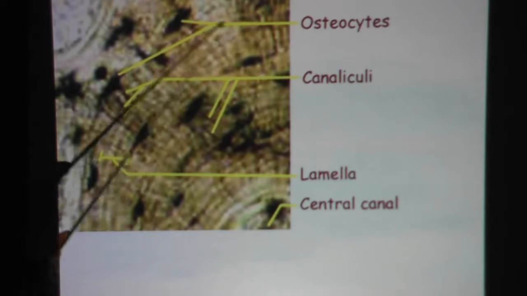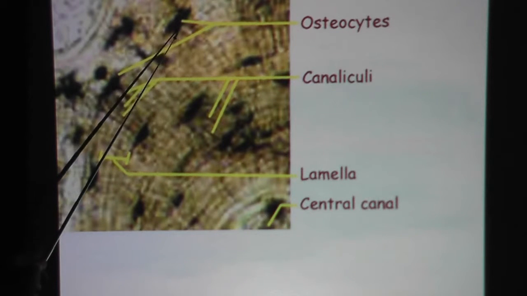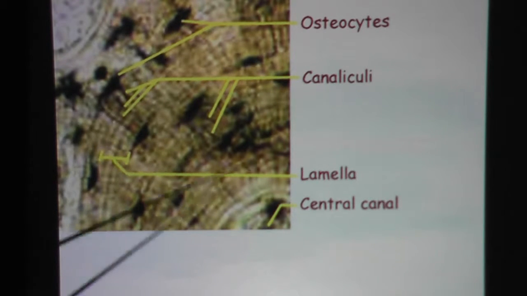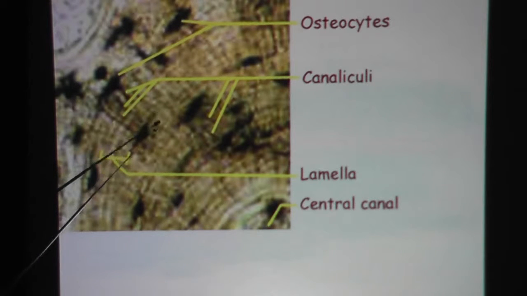In this case, they just go ahead and name it osteocytes because really you can't tell where the lacuna ends and the osteocyte begins. So it would be correct to call it either osteocytes or lacuna. And of course, the little fine lines radiating outward from the central canal towards these osteocytes or these lacuna would be canaliculi.